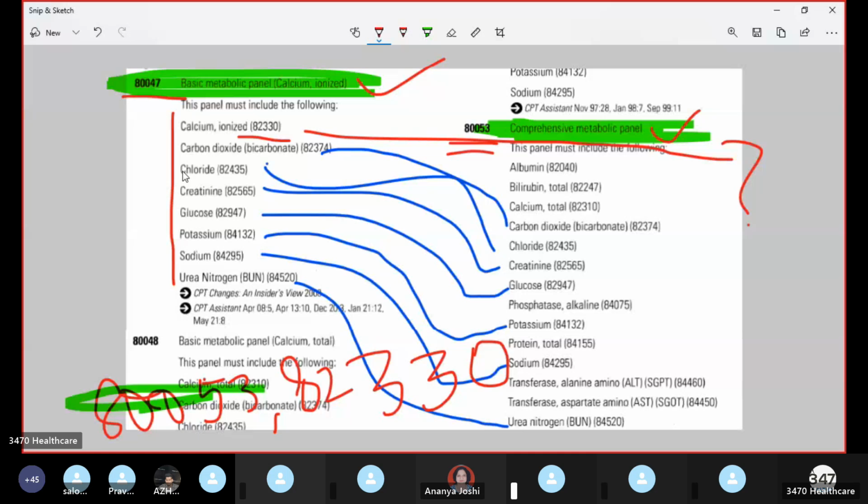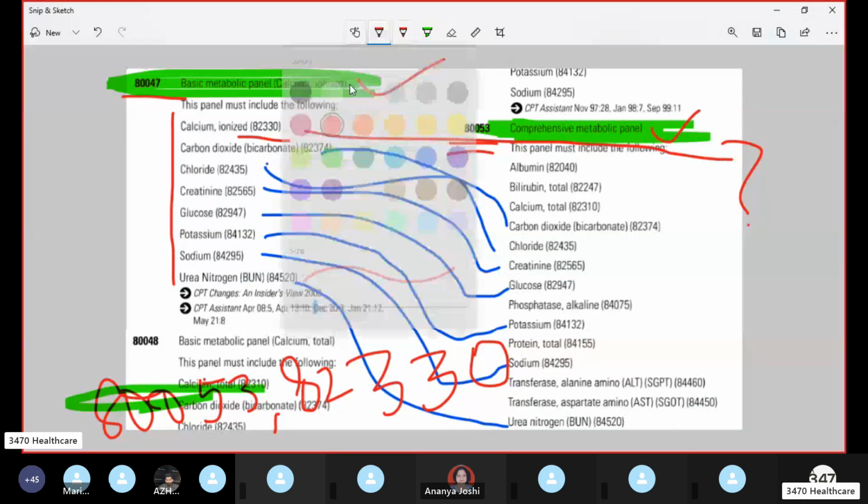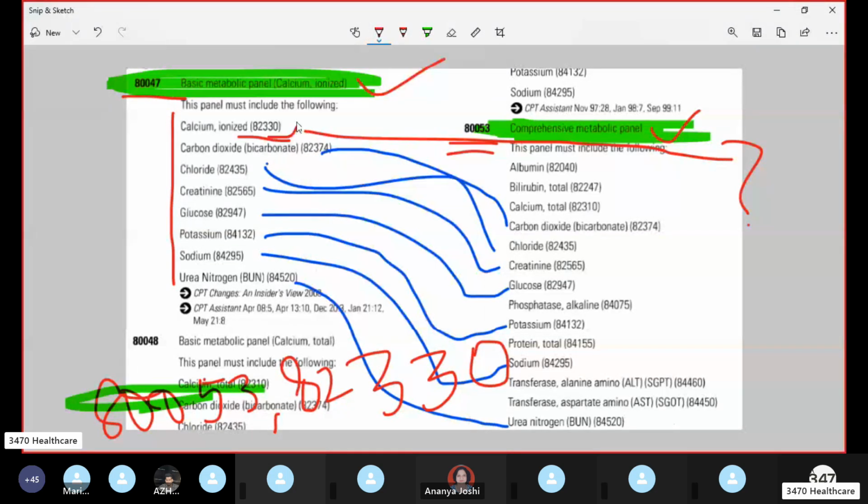Only 82330 is missing. That code alone is not coming; that test alone is not in the higher panel. So I'm giving that CPT additionally. Yes, that is not in the higher. So there is no need to give 80047, sir.